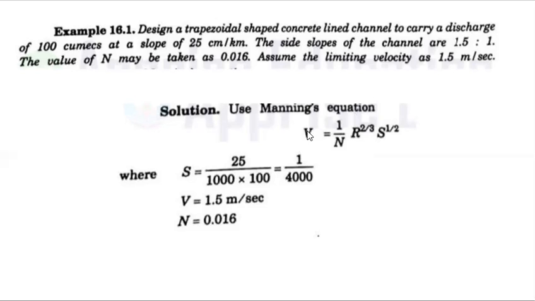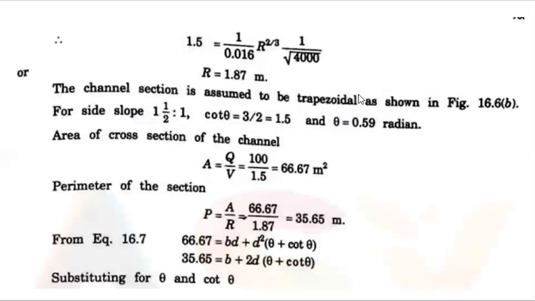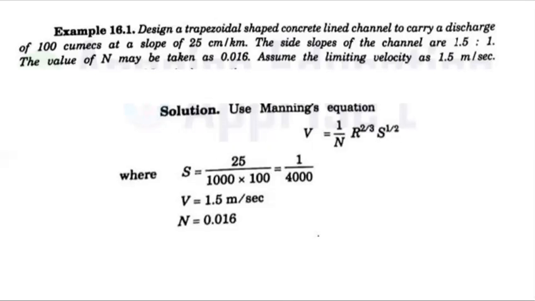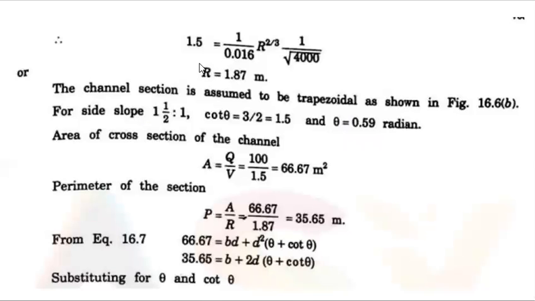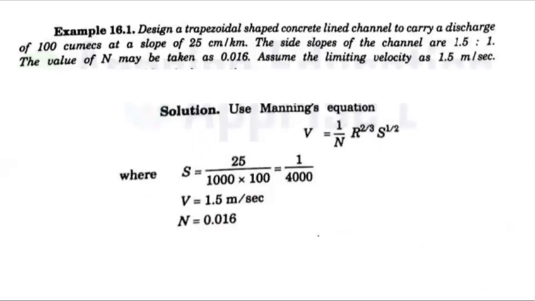Knowing Manning's formula, you can adopt V is equal to 1 by n, R power 2 by 3, and S power 1 by 2. And to calculate S, it is 25 centimeter per kilometer, right? So you can have 25 divided by 1000 into 100, so S is equal to 1 by 4000. Also V is given, the limiting velocity as 1.5 meter per second, and n is also given, 0.016. So with that you can find R by substituting in the Manning's formula.